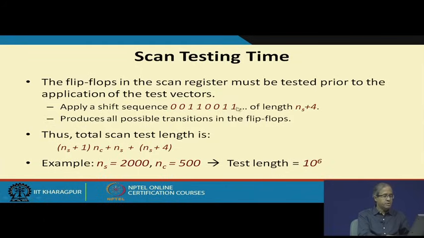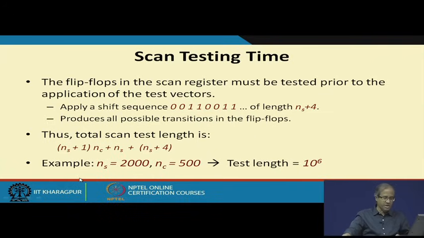So, the total number of clock cycles, or the number of bits recorded, will be ns plus 4, where ns is the number of flip flops and a minimum of 4 bits are required for this 0011. So, 0011 plus the number of flip flops, that many clocks are required. The total scan test time, or the scan sequence length, will get this additional ns plus 4 added.